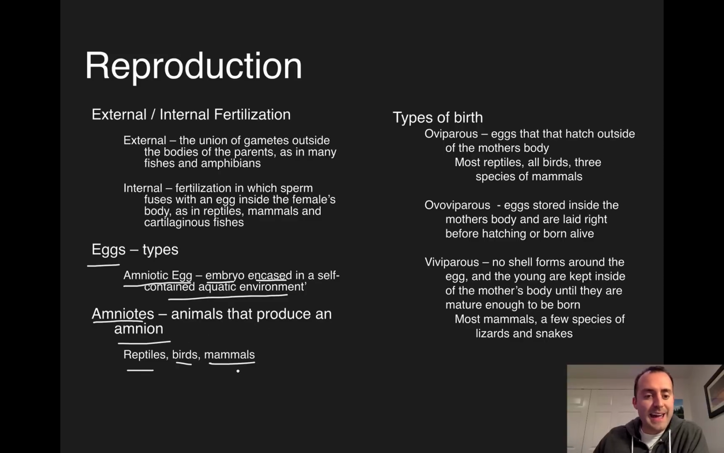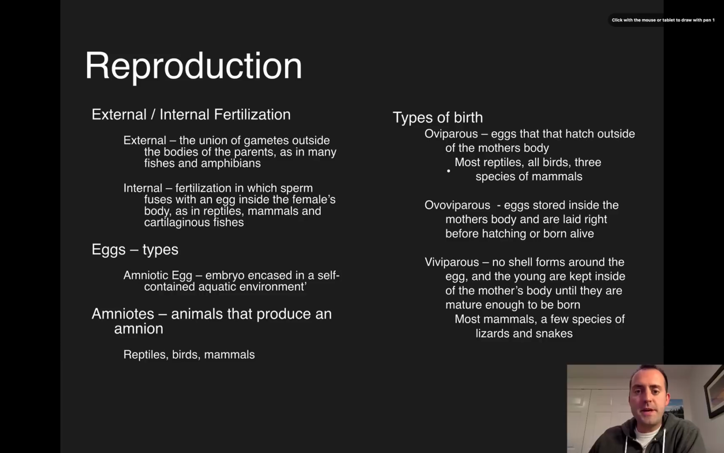Even though mammals don't lay eggs, except for 3 examples that do, we basically keep our developing embryo in this self-contained environment called the amnion, which we get the word amniotic fluid from, until the organism is ready to be born. Now, speaking of types of birth, we're going to talk about 3 different ways organisms are born.